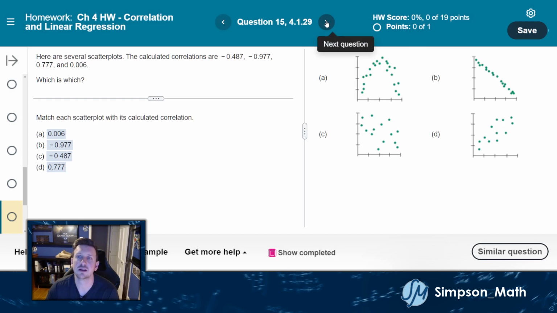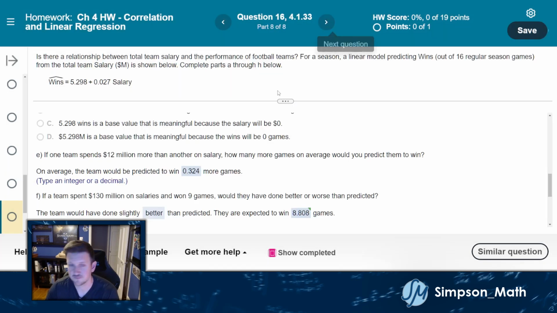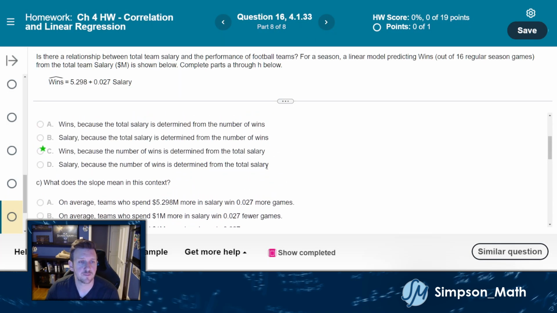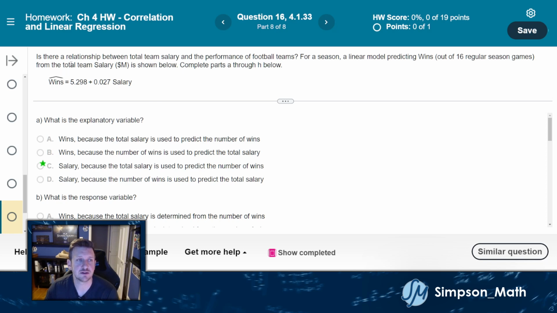And then this is the last one. All right, so is there a relationship between total team salary and the performance of football teams? For a season, a linear model predicting wins out of 16 regular season games from the total team salary in millions of dollars is shown below. Complete these parts. So we have wins hat, the number of wins won by this football team.